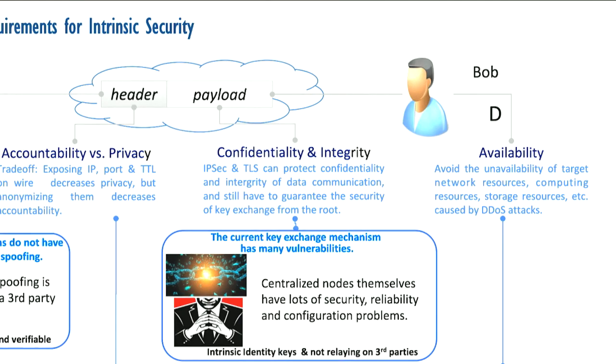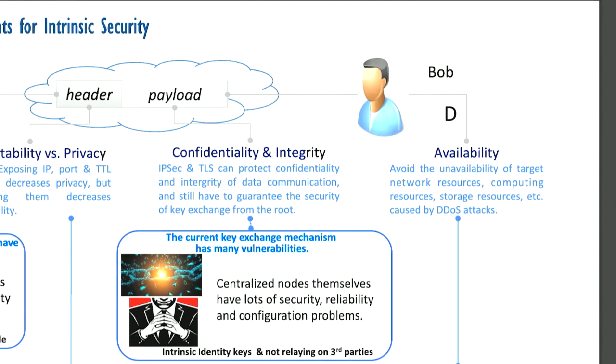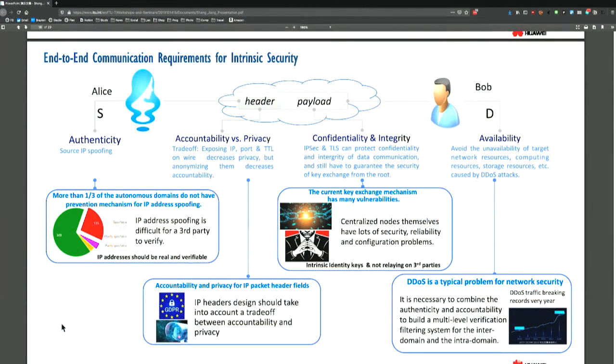And then availability. Avoid the unavailability of target network resources, computing resources, storage resources, etc., caused by DDoS attacks. They don't like those. It is necessary to combine authenticity and accountability to build a multi-level verification filtering system for inter-domain and intra-domain traffic. So from this diagram, what is it? It's intrinsic security for privacy protection in future networks.